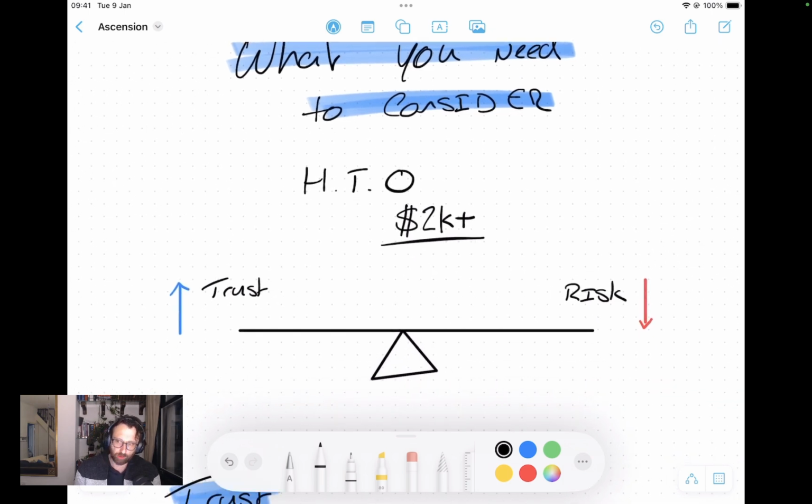With the messaging that you're sending out and those nurture sequences, you need to increase trust and lower risk, or perceived risk is what we should be saying.